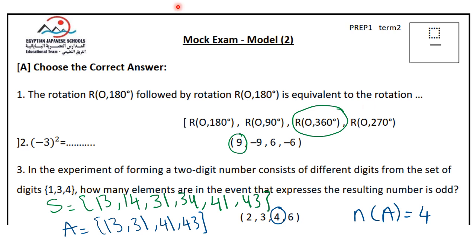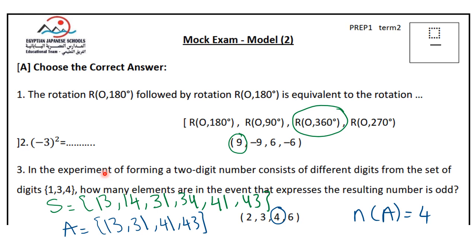Okay, now let's solve the model 2 for the mock exam. In the first question, it says that we have two rotations, one of 180 followed by another rotation of 180. So if we add 180 plus 180, it will be 360. So the equivalent rotation will be 360 degrees. In the second question, negative 3 power 2. Notice here that the power is even. Since the power is even, we remove the negative. So negative 3 power 2, if we put it on the calculator, it will be 9.